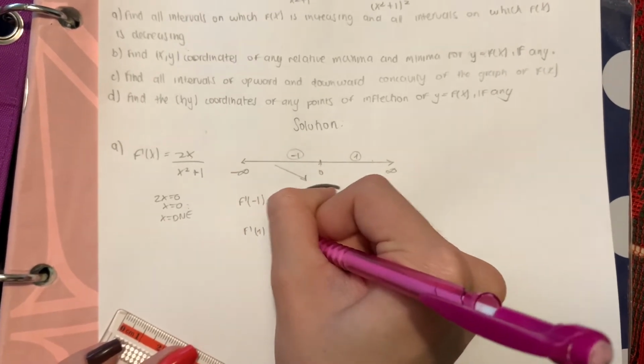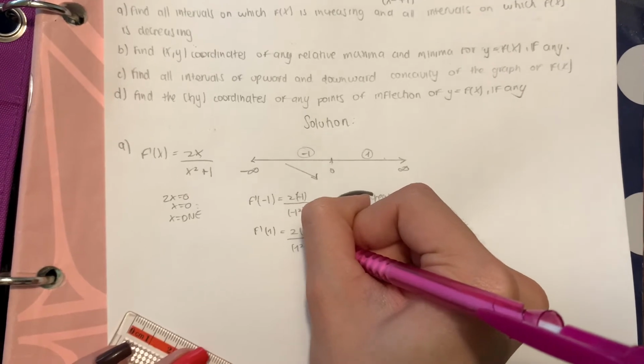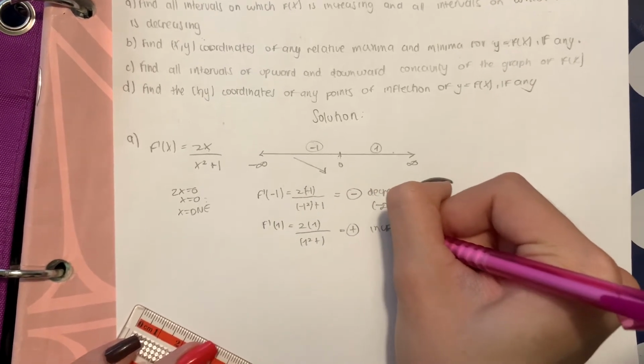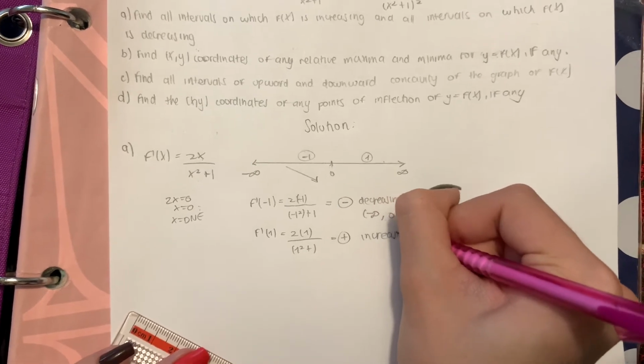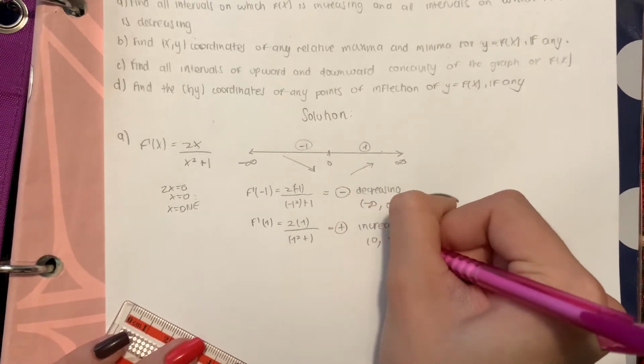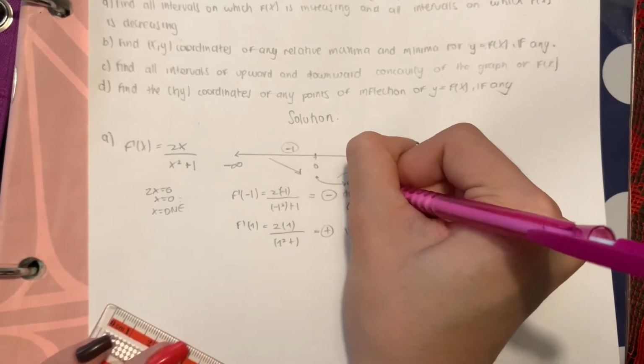And then we have to do the same thing with the number 1. I just chose that number, but you can choose whatever number you want. Because both numbers are positive and the denominator is positive too, the derivative is going to be positive, which means the function is increasing from 0 to infinity. And that means we have a minimum at 0, but we need the other coordinate.